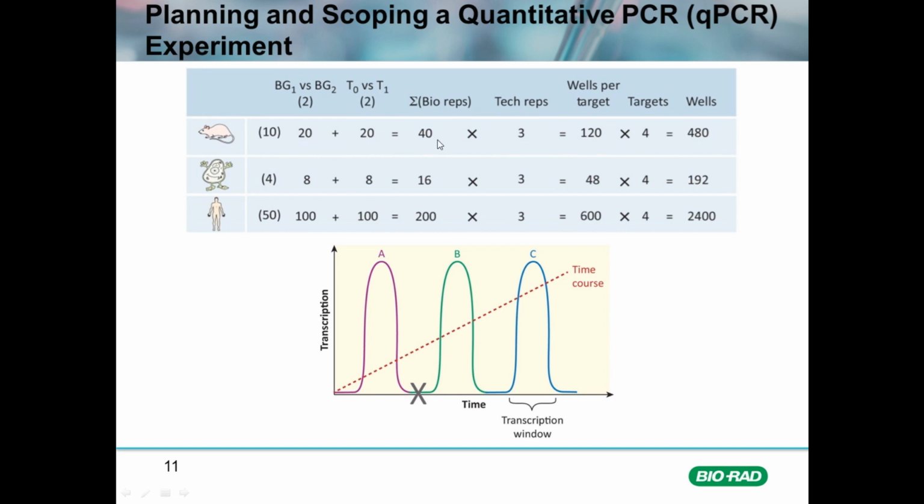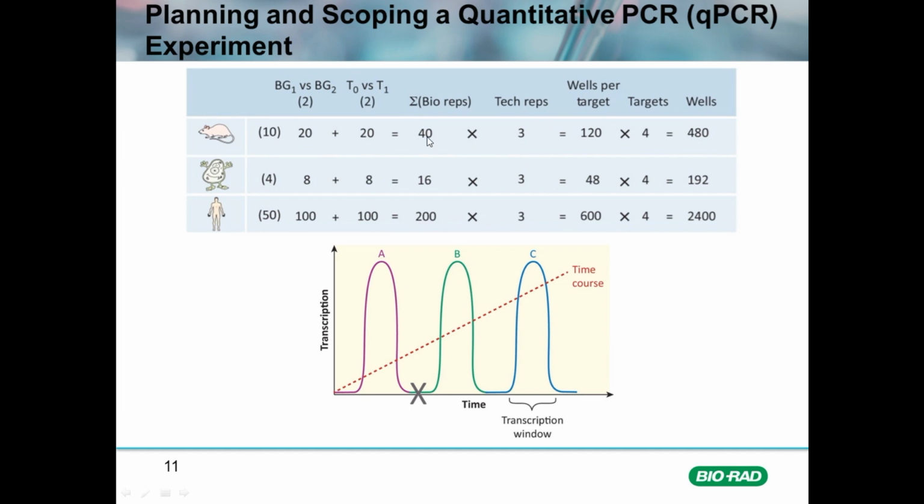If I add up the number of biological replicate mice in the experiment, that would be 20 plus 20 equals 40. And then I'm also going to incorporate in my experiment technical replicates. This is the pipetting of typically triplicate replicates of the cDNA derived from each individual biological replicate in a qPCR experiment. Many labs perform 3 technical replicates per biological replicate in the qPCR plate.